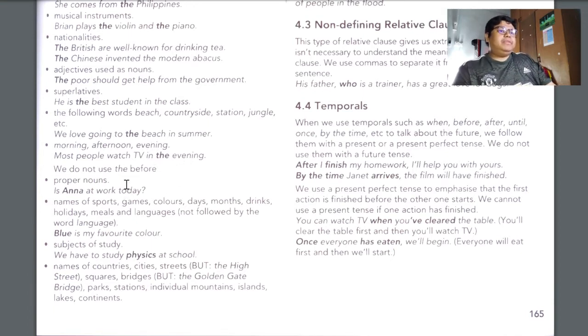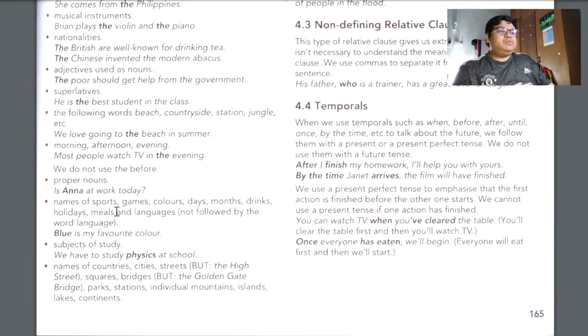Okay, tapi there are sometimes where we do not use the article the at all. Okay, contohnya kat sini proper noun. Proper noun maksudnya nama lah. Okay, so kalau nama orang kita tak perlu ada artikel, the Amirul, tak boleh. Okay, nama orang mesti tak ada sebarang artikel. A or an pun tak boleh. Okay, contoh kat sini, is Ana at work today, contohnya.